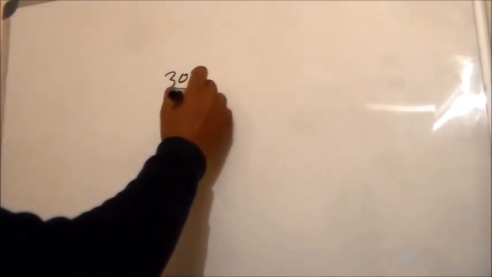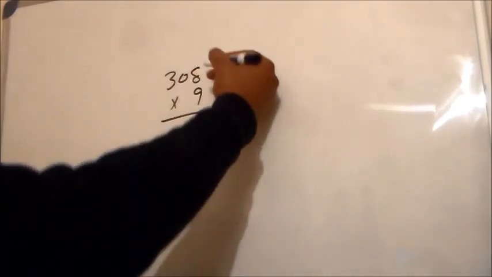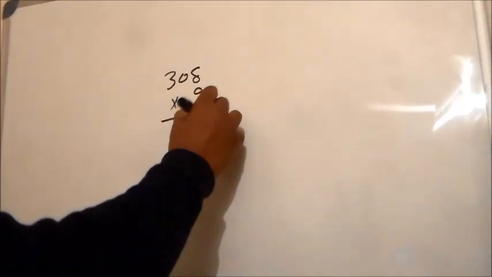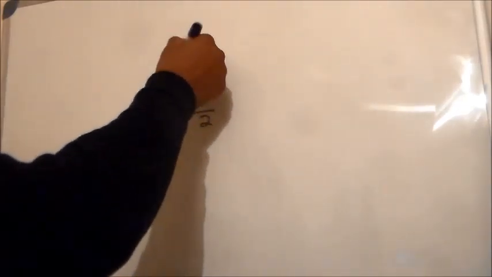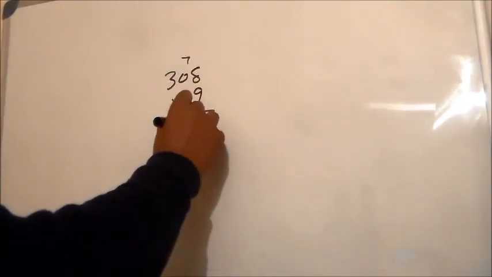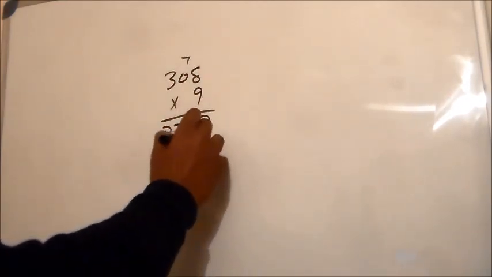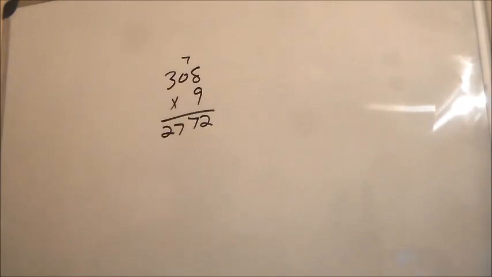Okay, 308 times 9. 9 times 8 is 72. Carry 7. 9 times 0 is 0, 7 comes down. 3 times 9 is 27. 2,772 is our answer.